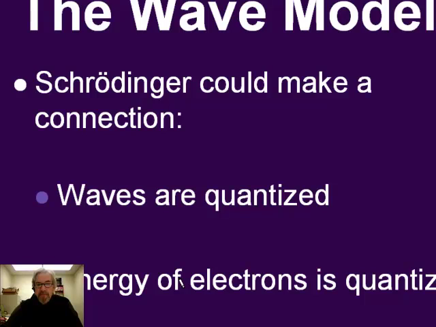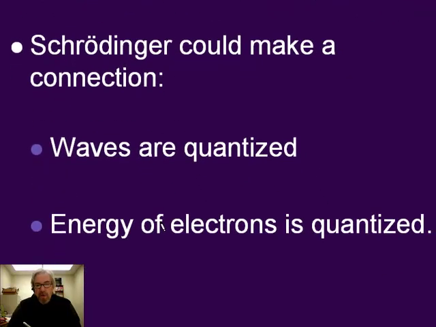And Schrodinger can make a connection because the energy of electrons was also quantized. Remember that Bohr found that you could be in one orbit or a second orbit or a third orbit. Or de Broglie saw that you could have one wave or a second waveform or a third waveform, but you couldn't be in between. So the energy of electrons is quantized, as seen by the line spectra. Waves are also quantized, and so there should be a way to make an electron wave equation like we made a string wave equation in the last slide.